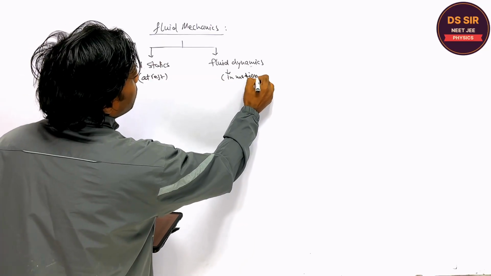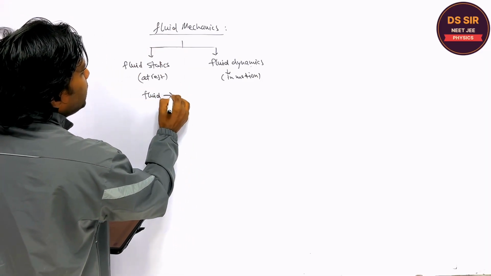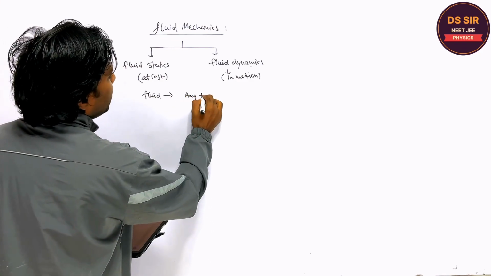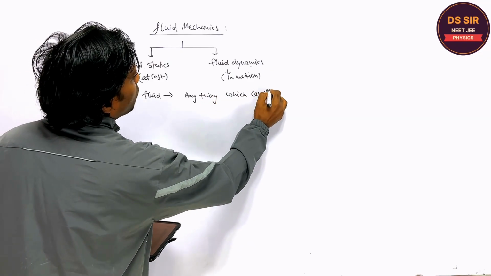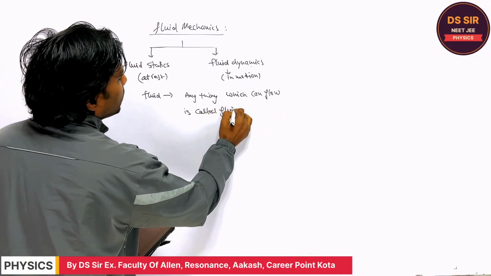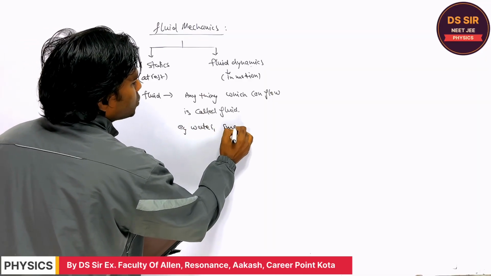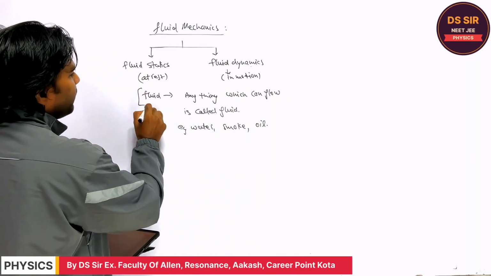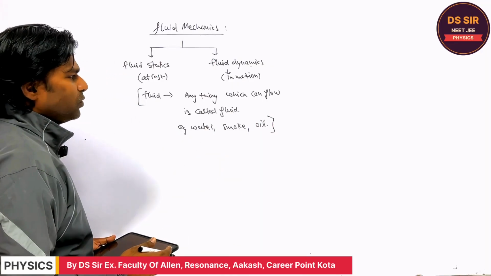Right. The definition of the fluid, first of all, what is the fluid? What is the fluid, you tell? Anything which can flow is called a fluid. For example, water, right? Water, smoke is also considered a fluid. Suppose this is oil, right? So this is the definition of the fluid, which can flow. Everything which can flow is called a fluid, right?